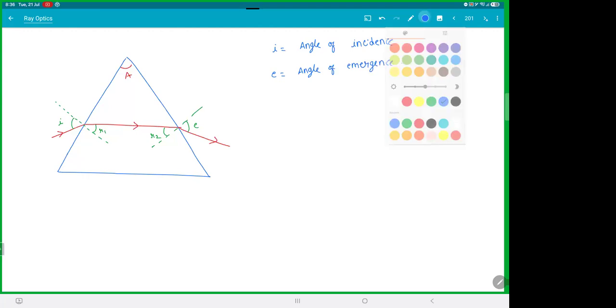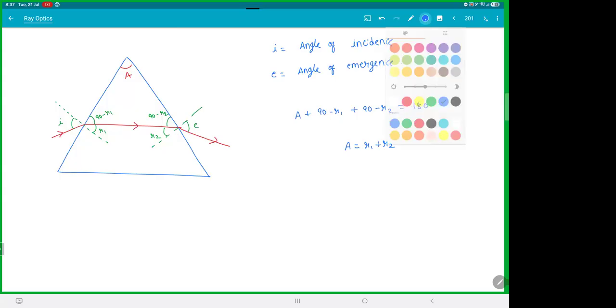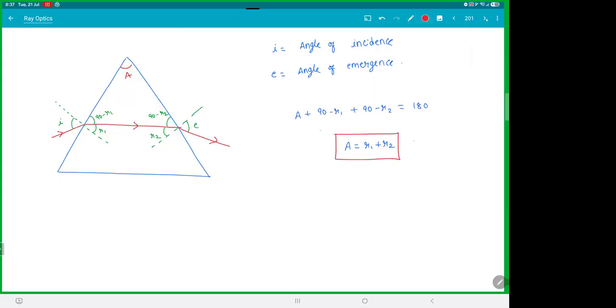Now, if you see the geometry here, because that is the normal, this angle will be 90 minus R1. This angle will be 90 minus R2. So in the upper triangle, A plus 90 minus R1 plus 90 minus R2 is 180. So this gives you A equal to R1 plus R2. This is the first formula you should remember, where R1 and R2 are the refracted angles inside.